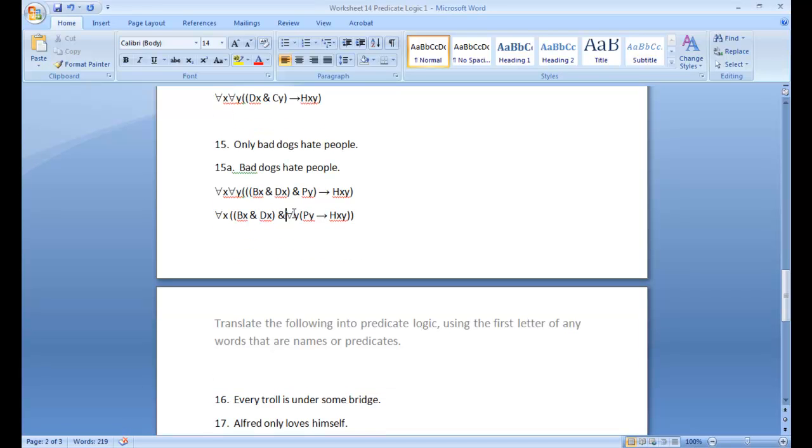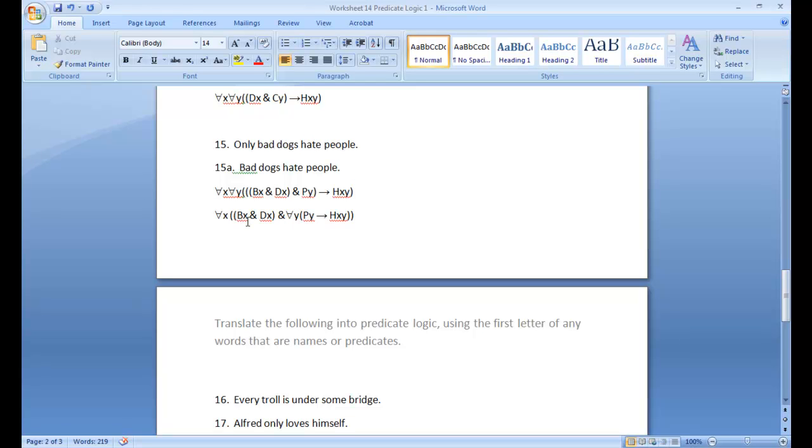So the first thing to notice then is if we move our universal quantifier in for the y, we still have a woof, because the x's are all being bound by the universal quantifier for x being completely outside the entire formula, and the y's, which don't occur until here, are being bound by the universal quantifier for the y. So this is a woof. Now, having said it's a woof, that doesn't mean that it's a correct translation of "bad dogs hate people." Is it? Well, let's read it.